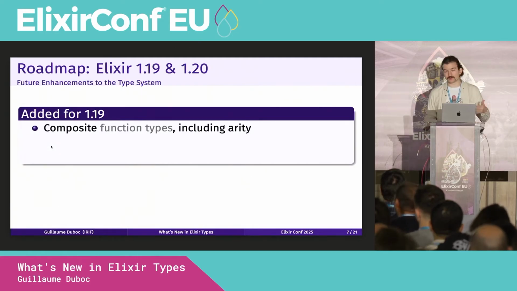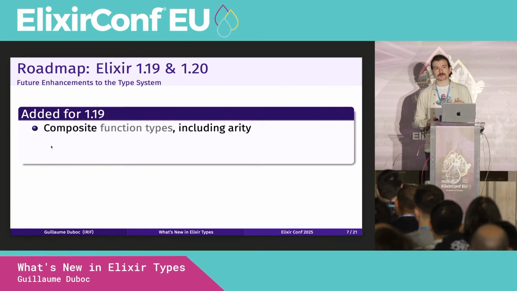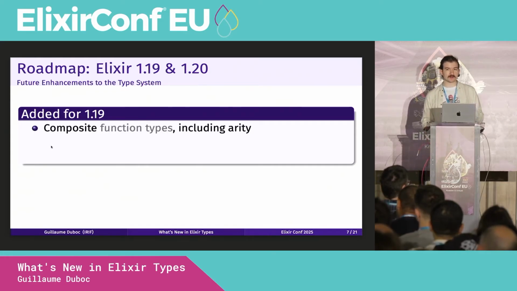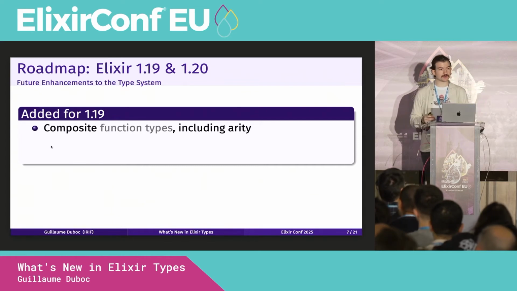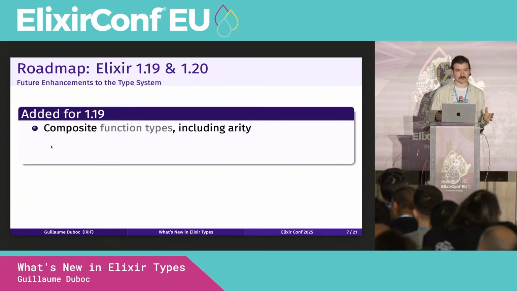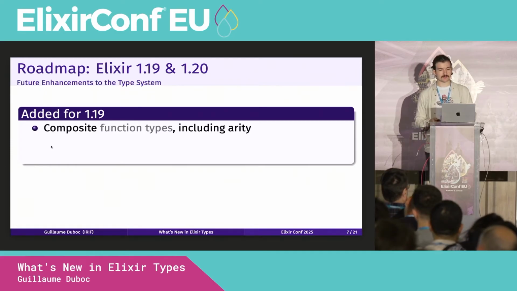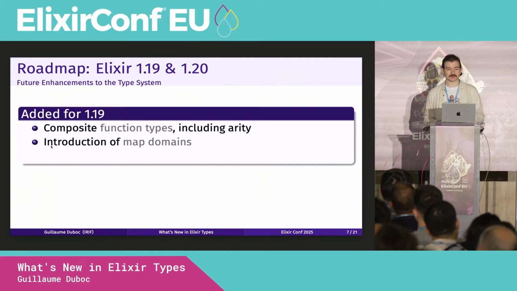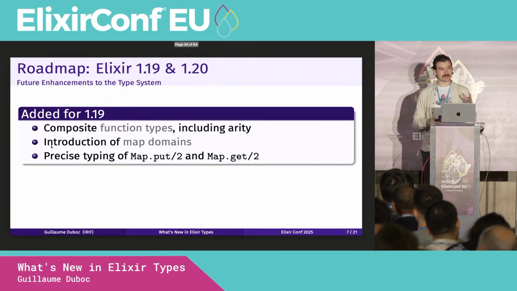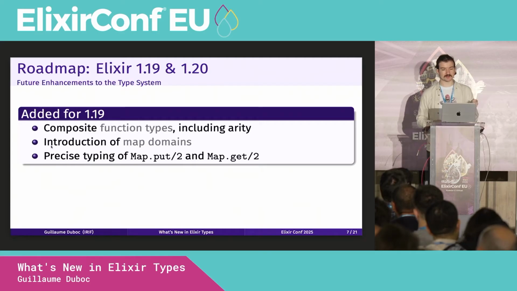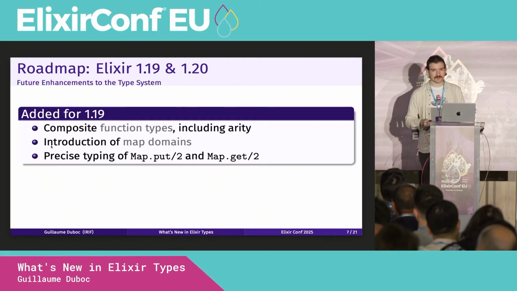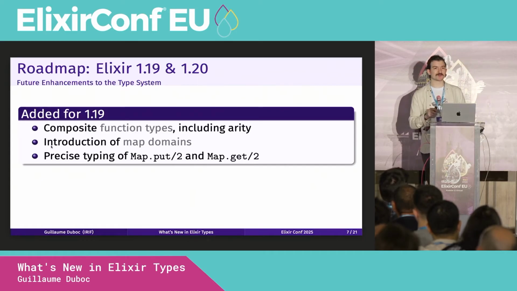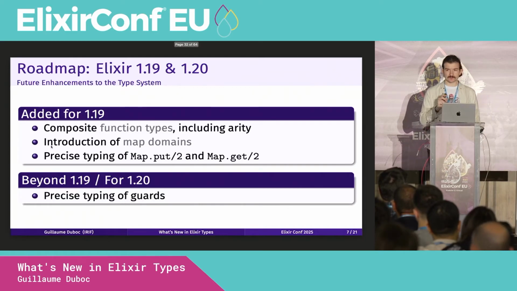And the next release is going to bring more of that. So what's ready is that we now have a representation for function types, for precise function types. We have map domains, I'll show what those are, and we have a more precise typing for map and get. So there are other things that will come for this release, but those are the ones I want to talk about right now.